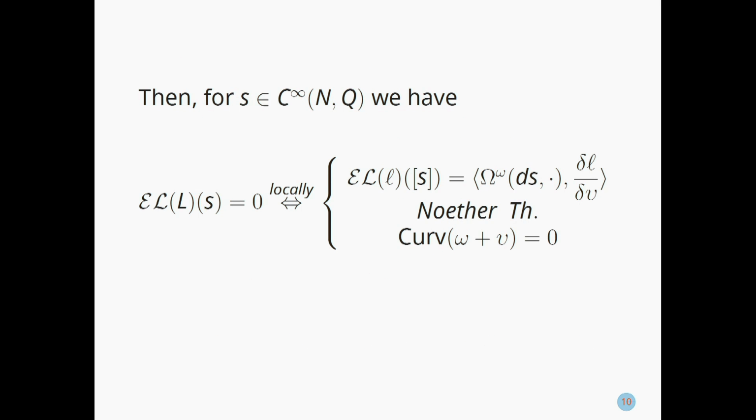So the philosophy is as follows. If you have one map, and you want to see if it's critical, you compute the Euler-Lagrange equations, and that's equivalent to the new Euler-Lagrange equations of the reduced Lagrangian applied to the reduced section. Instead of 0 here, we have some force defined by the curvature.